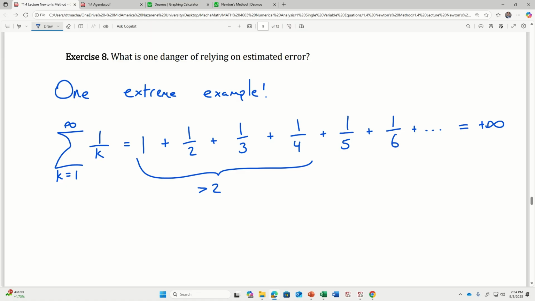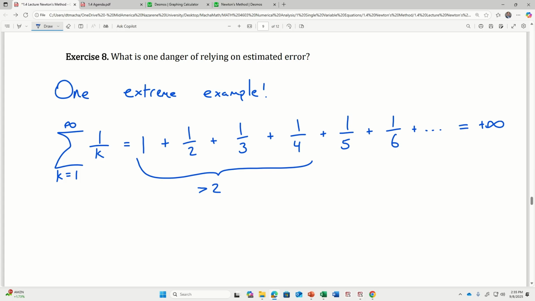I don't know if we have time in class to prove that, but normally that proof is shown to students during a Calculus 2 class when y'all are doing infinite series. This diverges to infinity, which means it never converges to a number. But if I were just naively thinking that maybe it does converge to a number, and maybe I could use the iterative method of adding 1 over k to it every time until I reach that number.